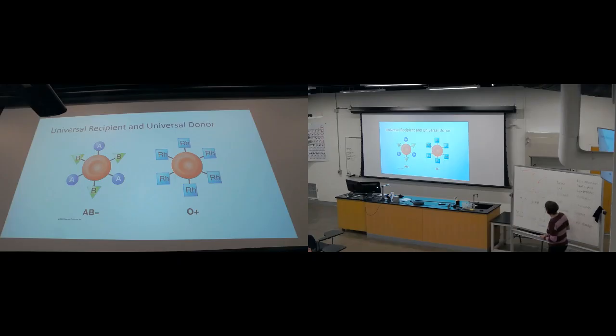So what it means is that since the person doesn't have this, or this, it can receive A blood type, B blood type, AB blood, no matter if it's positive or negative. So that's the universal recipient.